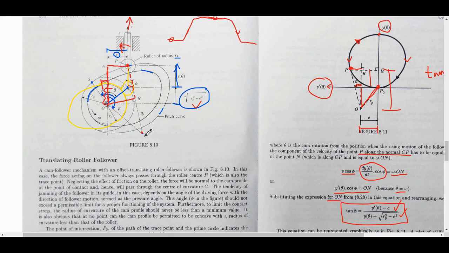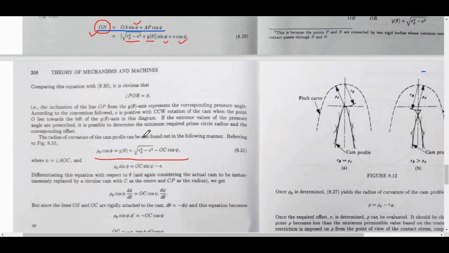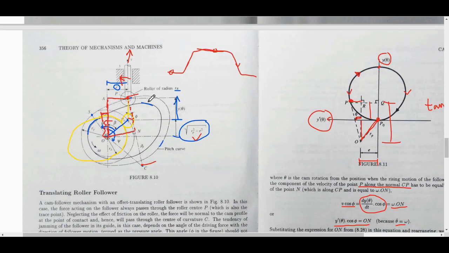This whole thing from here to here is the radius of curvature, well, of the pitch circle, and that is equal to three things. So let us see what it is. It is equal to rho p cos phi. So we write it directly, this angle is phi, rho p cos phi is this vertical height, that is equal to y plus this quantity here, and then we need something here which we will get soon.